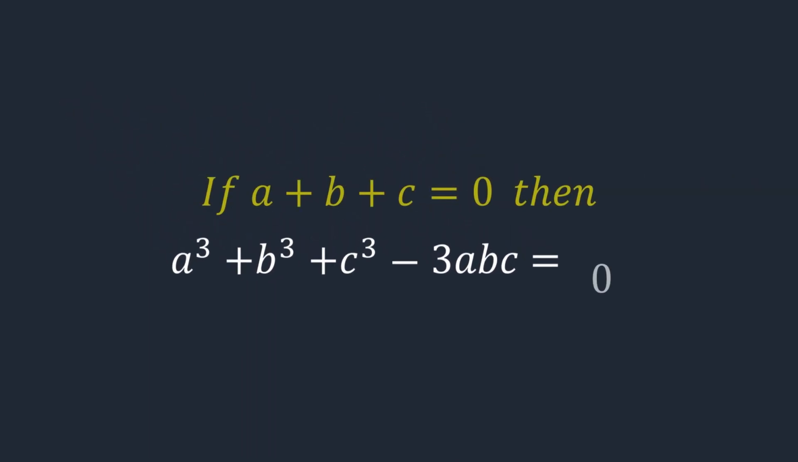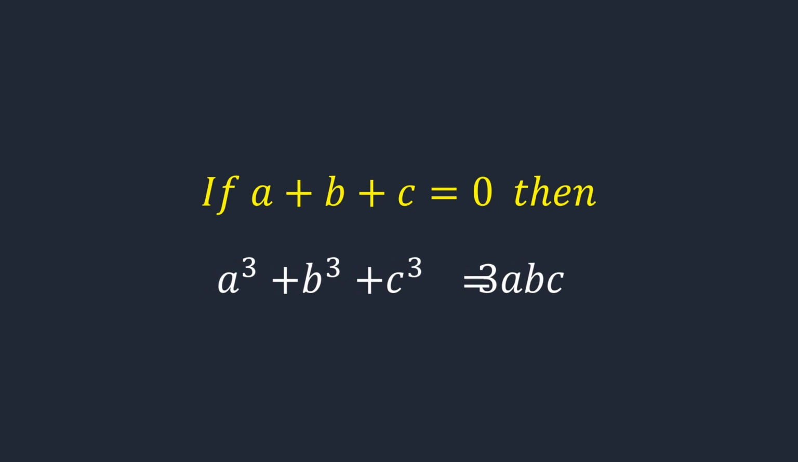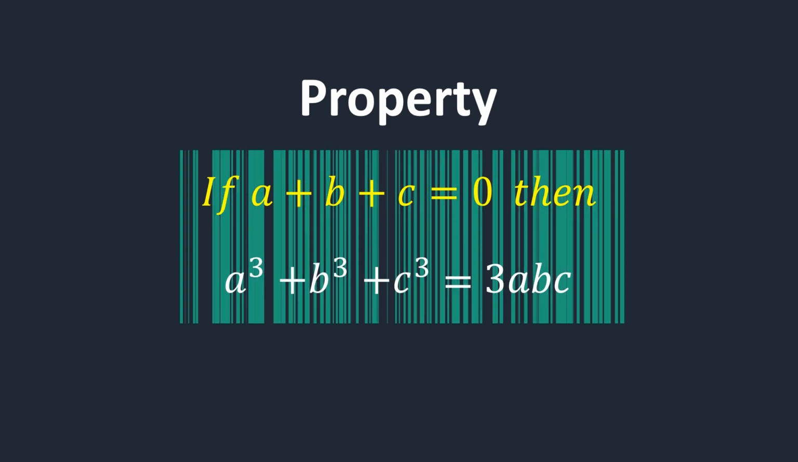So this is our big idea. Whenever you have three numbers whose sum is 0, then the sum of cubes of the three numbers is going to be equal to 3 times the product of these three numbers. Let's save this as a property, and we are going to use this to simplify our initial expression.